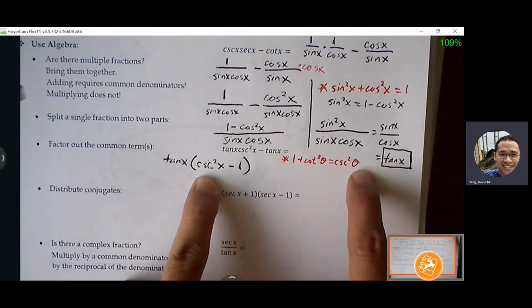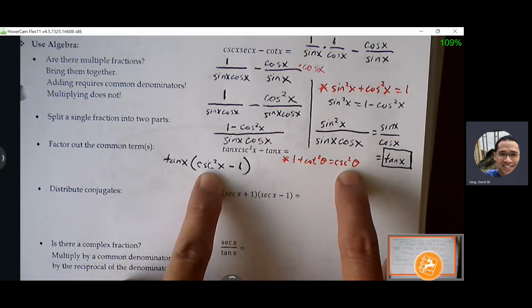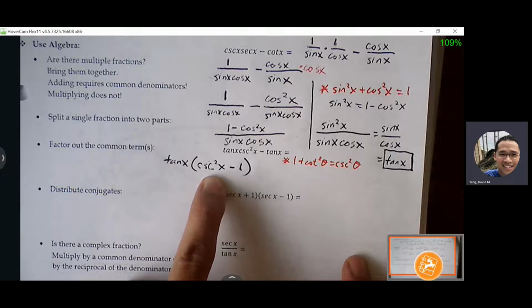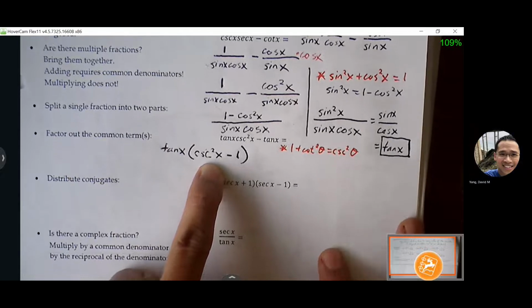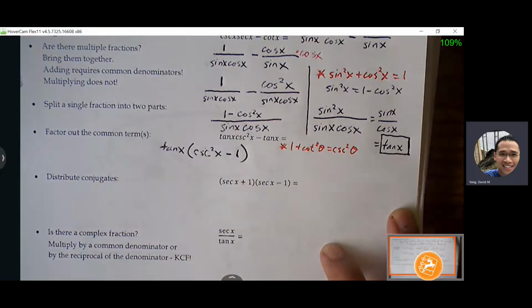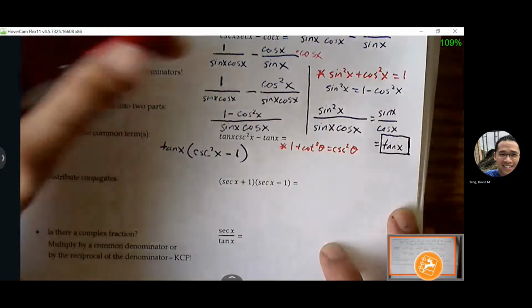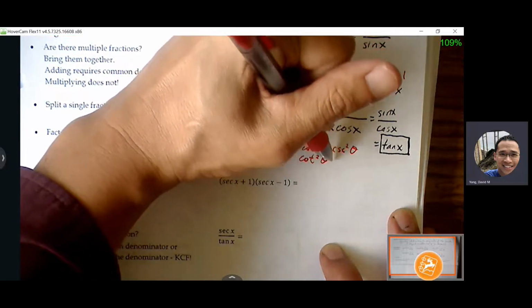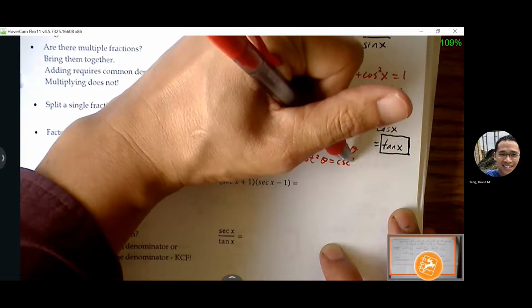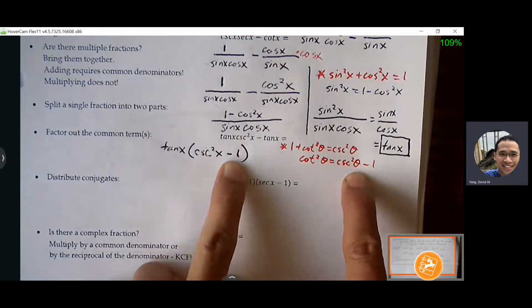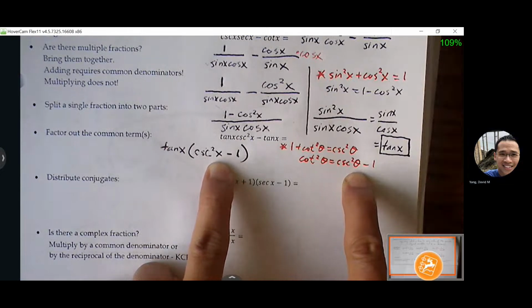So if I subtracted 1 from both sides, I can replace cosecant squared x minus 1 with what? This is the same thing as... okay, so what if I subtract 1 from both sides? If I rearrange this identity, is that more clear now? Replace cosecant squared x minus 1 with what?